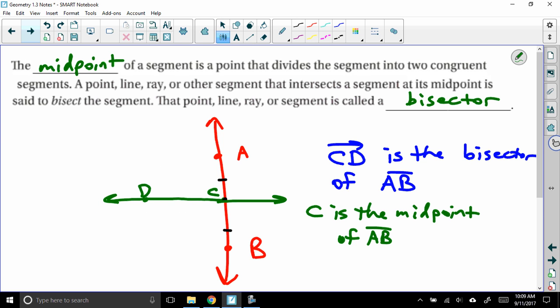Okay, so in that case we could say line DC bisects line AB. Oh, actually, segment AB. You can't bisect a line, but you can bisect a segment. Okay. All right, so that's the kind of thing they're talking about.